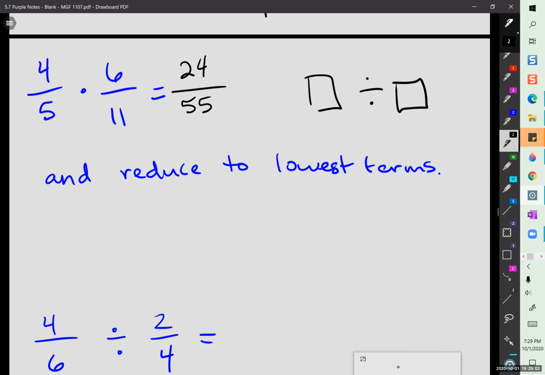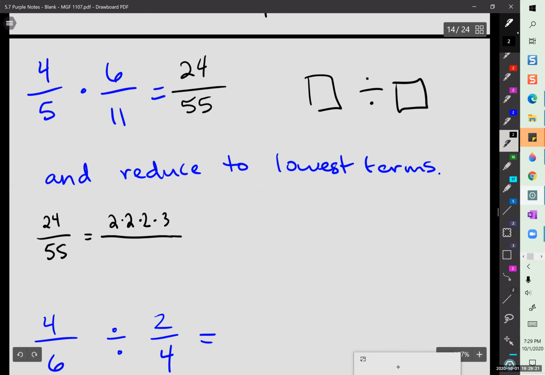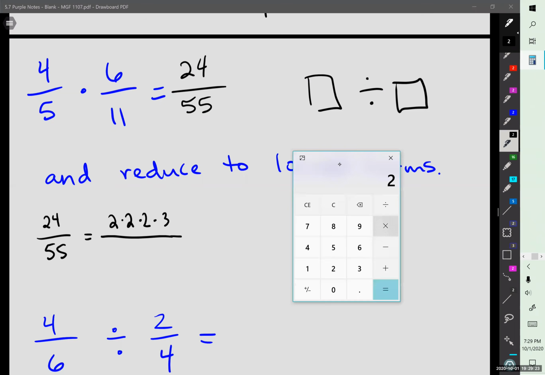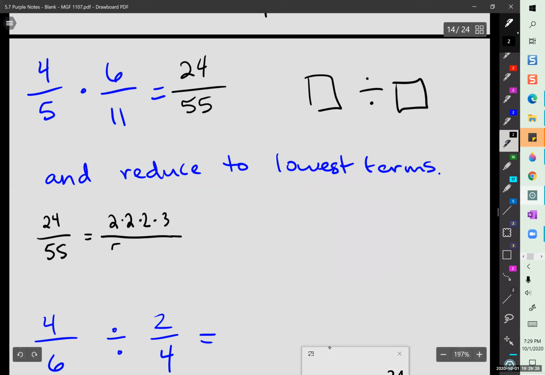So then we would have to think, is there anything common that we could cancel out for these? If we write the prime factorizations of both, I believe we would get 24 is 2 times 2 times 2 times 3. And 55 is 5 times 11. Do we see there's nothing common? So it's already in lowest terms, so we would just type that in.